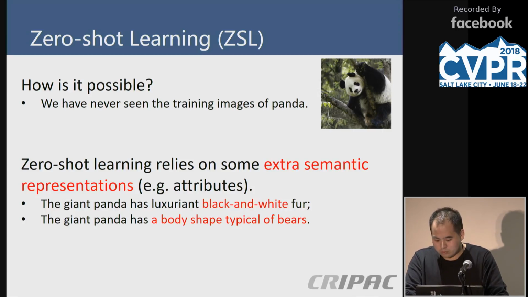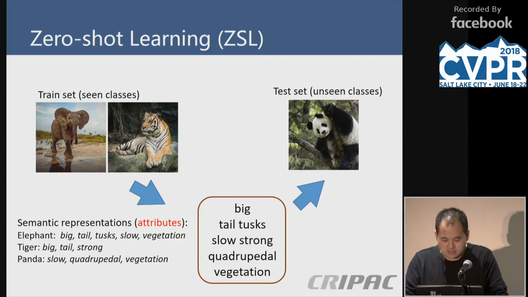How to recognize it? To recognize unseen classes, zero-shot learning relies on some extra semantic information such as attributes. For example, if I tell you the giant panda has black and white fur, and the panda has a body shape typical of bears, maybe you can recognize it. Thus, we have 2 spaces in zero-shot learning: a vector space and a semantic space. And with the help of semantic information, we could classify unseen categories without any training images.